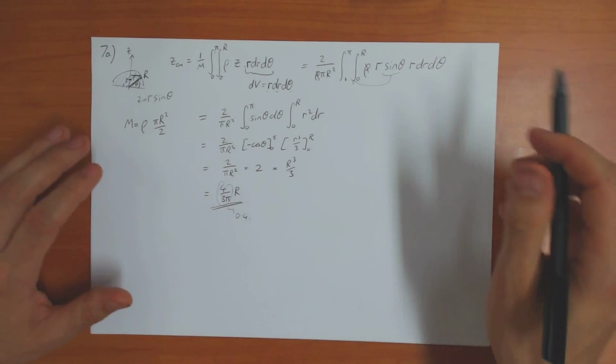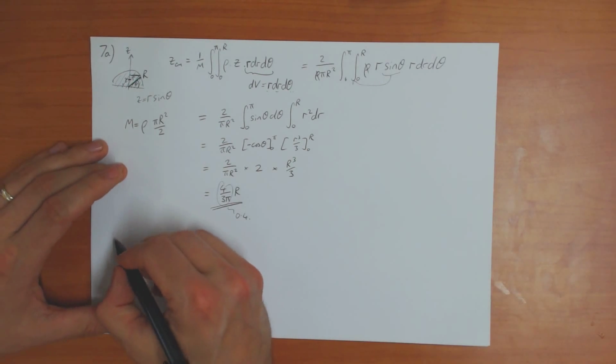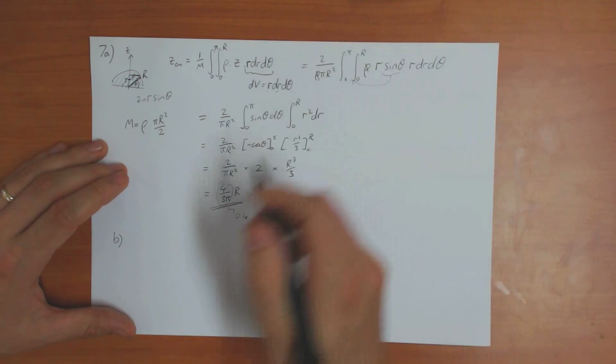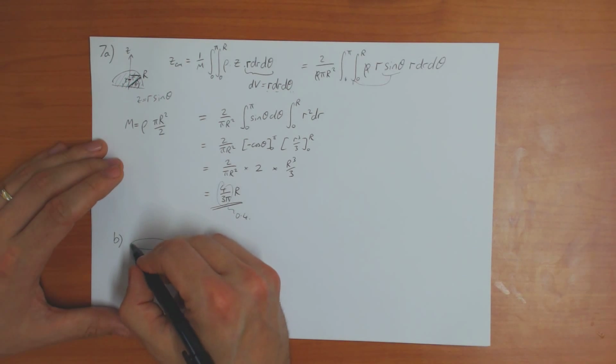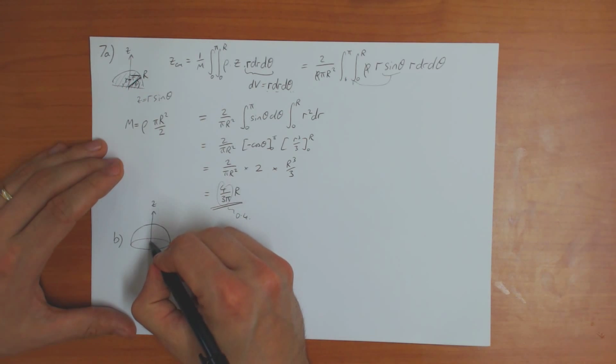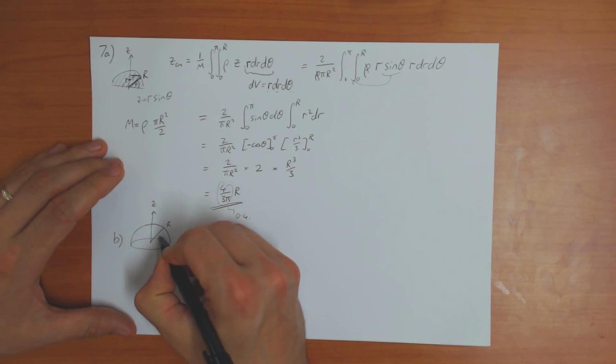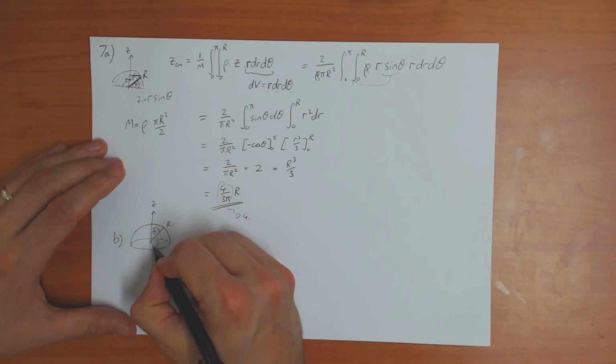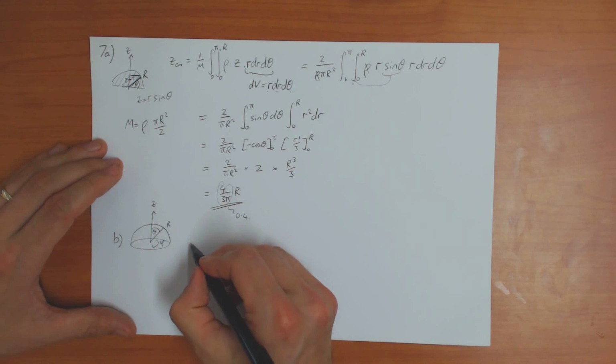Okay, so that's part A. Part B, we're looking at the hemisphere. So like this. Okay, and again, we're interested in the height z here. And you've got r and theta and phi going around this way.